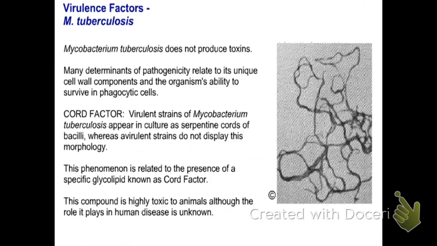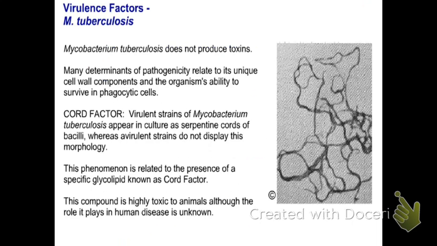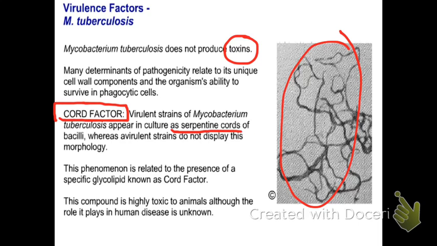So Mycobacterium tuberculosis does not produce toxins. However, the pathogenicity is due to the presence of cord factor. So only virulent strains of Mycobacterium tuberculosis would have this cord factor, which is responsible for this one. This is what you call the serpentine cord formation. Those that are not virulent do not exhibit this particular characteristic. So this compound is highly toxic to animals, although the role it plays in human disease is not yet known. Another important characteristic of the organisms.